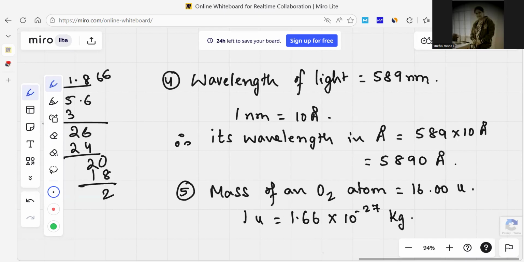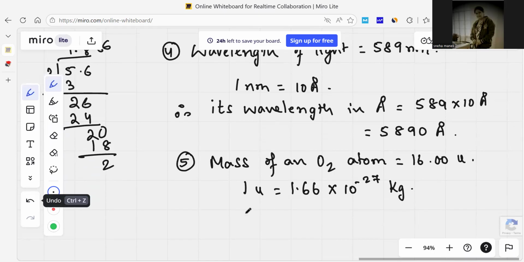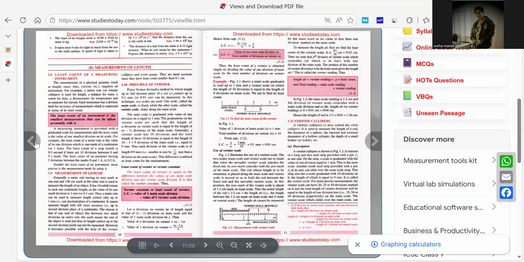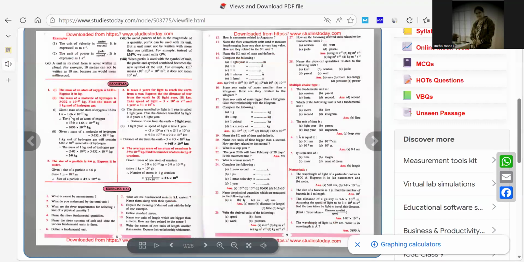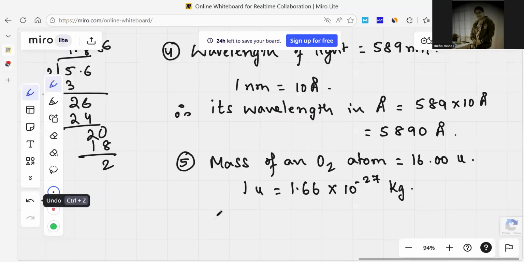But if in your book you are preferring correct to 2 decimal places or 3 decimal places, here also I can see in the example that's given 1.66 into 10 to the power minus 27 kg. So this makes my work easier. Otherwise, if it would have been given for correct to 3 decimal places, you could have taken 3 decimal places.